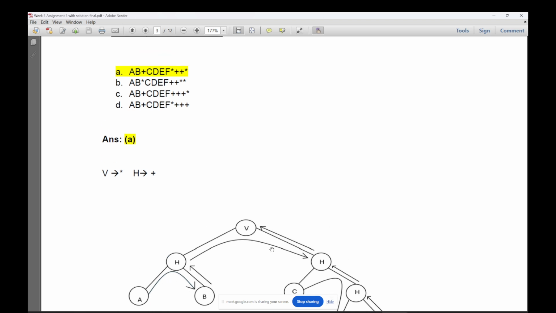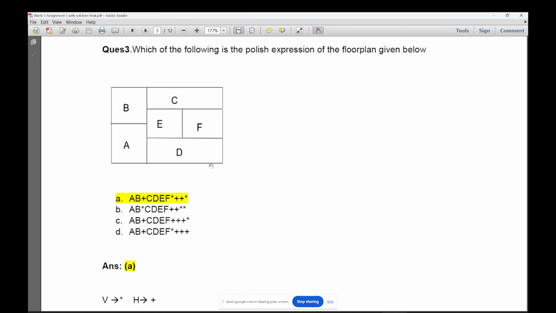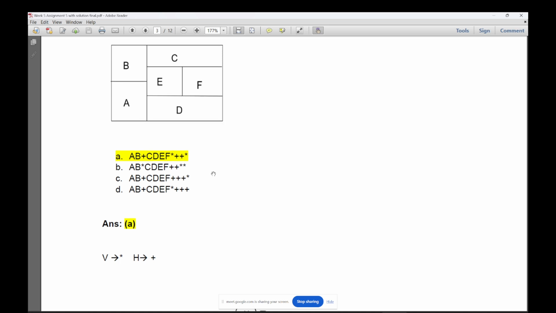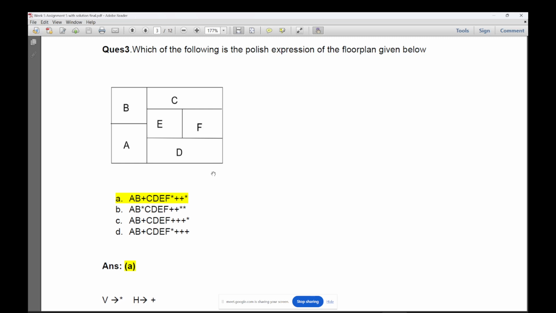Say it again. In this one you're talking about. Correct, sir. How do we translate that sliced floor plan to the slicing tree? In that, C is actually the top block. So how come it is on the left of the H node? That's the part I could not understand. That was my primary doubt.